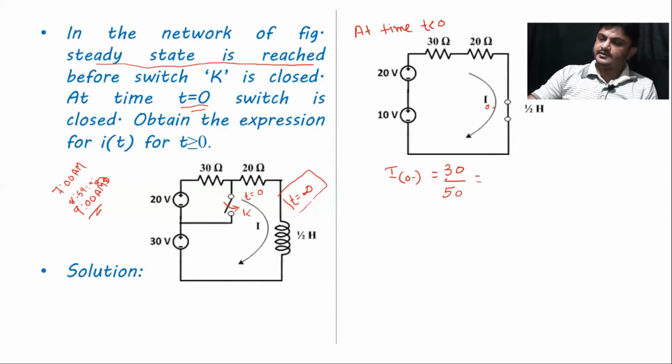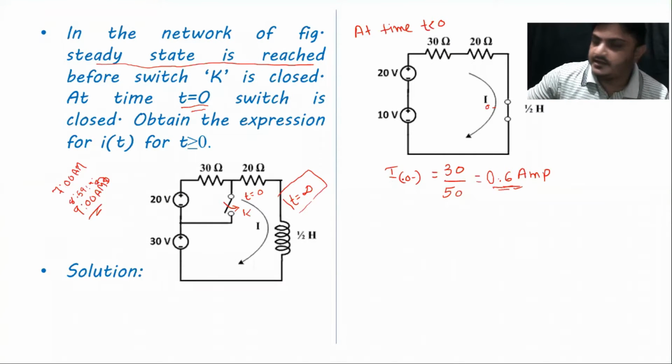So 30 divided by 50, or you can say 60 divided by 100, so the current flowing through this circuit is 0.6 ampere. This is the situation just before the switching. So at 9 a.m., or just a few microseconds before 9 a.m., if I measure the current flowing in this circuit, it should be equal to 0.6 ampere.